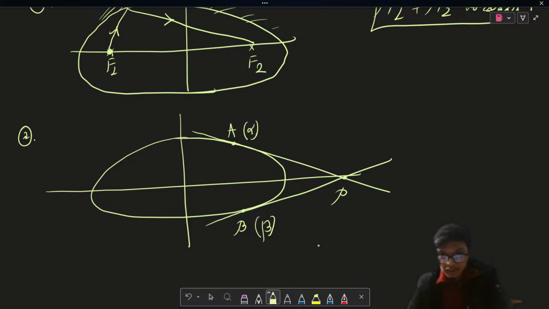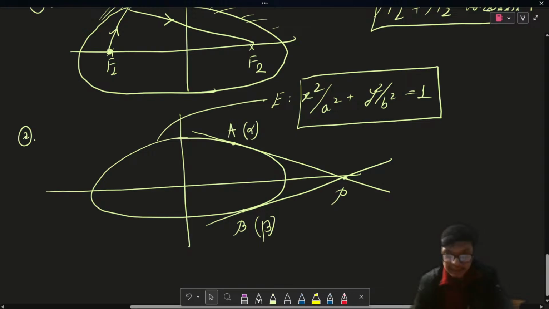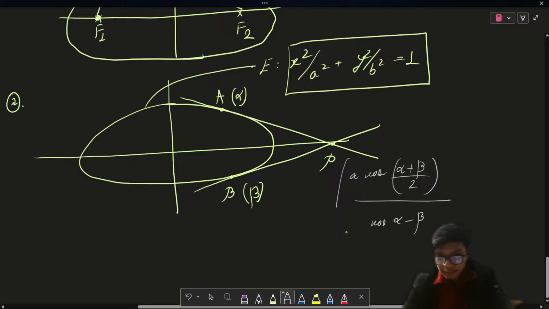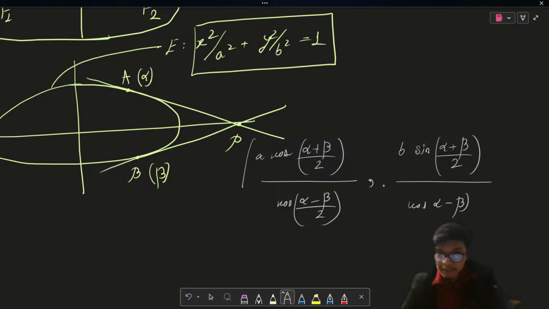If I draw the tangents at points A and B, the tangents will meet at point P. Please note that the equation is the standard equation of the ellipse, x squared by a squared plus y squared by b squared equals 1. Then the point of intersection is given as a times cos of (alpha plus beta) by 2 divided by cos of (alpha minus beta) by 2, comma, and the y coordinate is b times sine of (alpha plus beta) by 2 divided by cosine of (alpha minus beta) by 2.